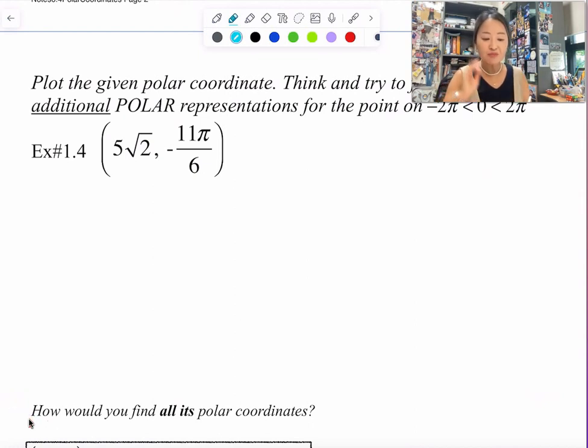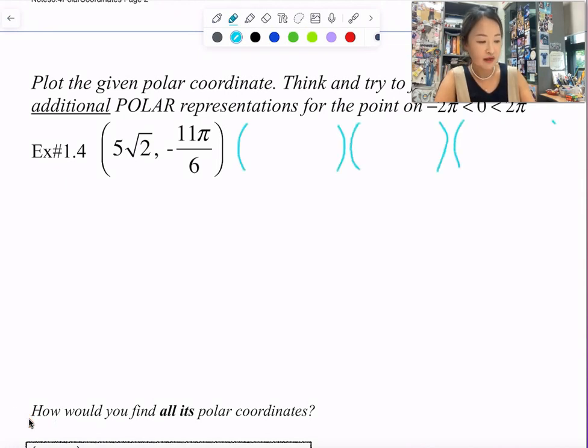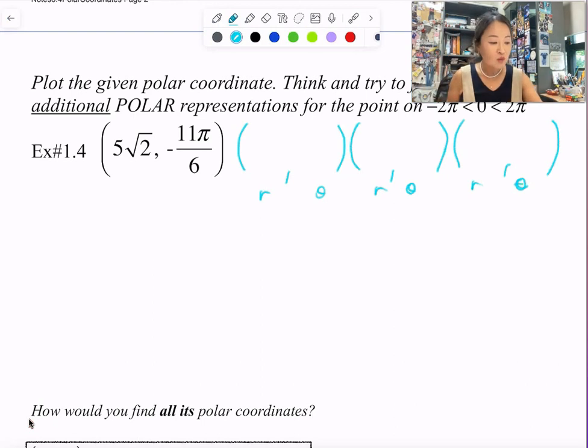Now, this one: plot the given coordinate, and try to find 3 additional polar representations for the point. So remember, this is only 1 polar representation. We want another, and another, and another. That means they all have to be in (r, theta) form: r theta, r theta, r theta. We want to only talk like polar bears, okay?